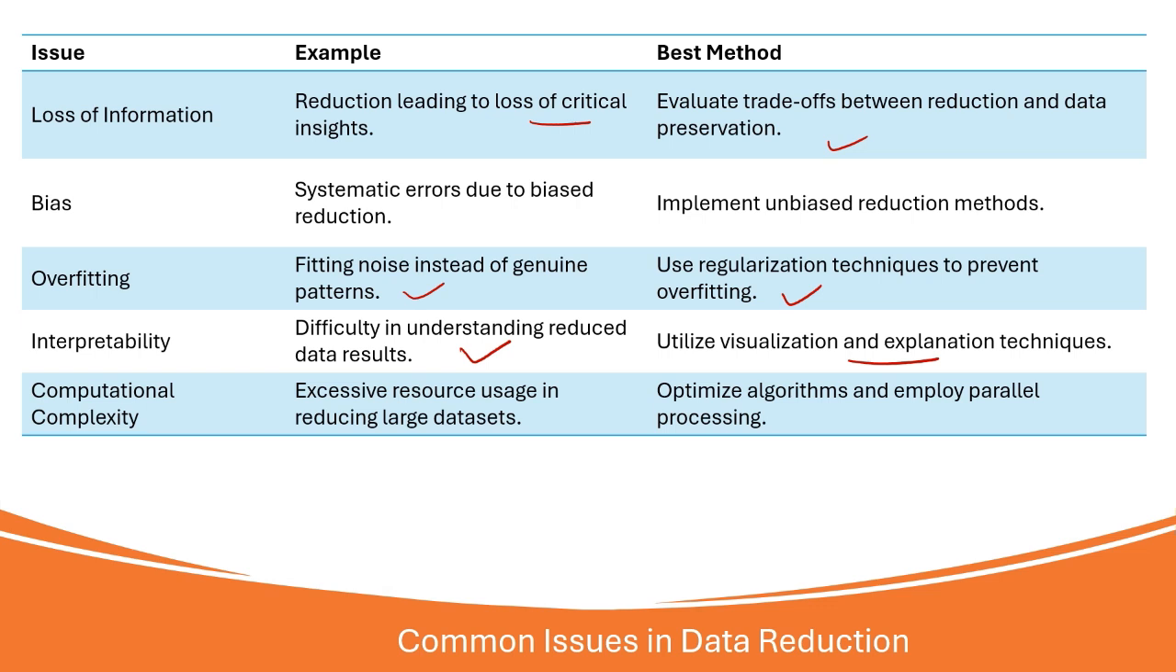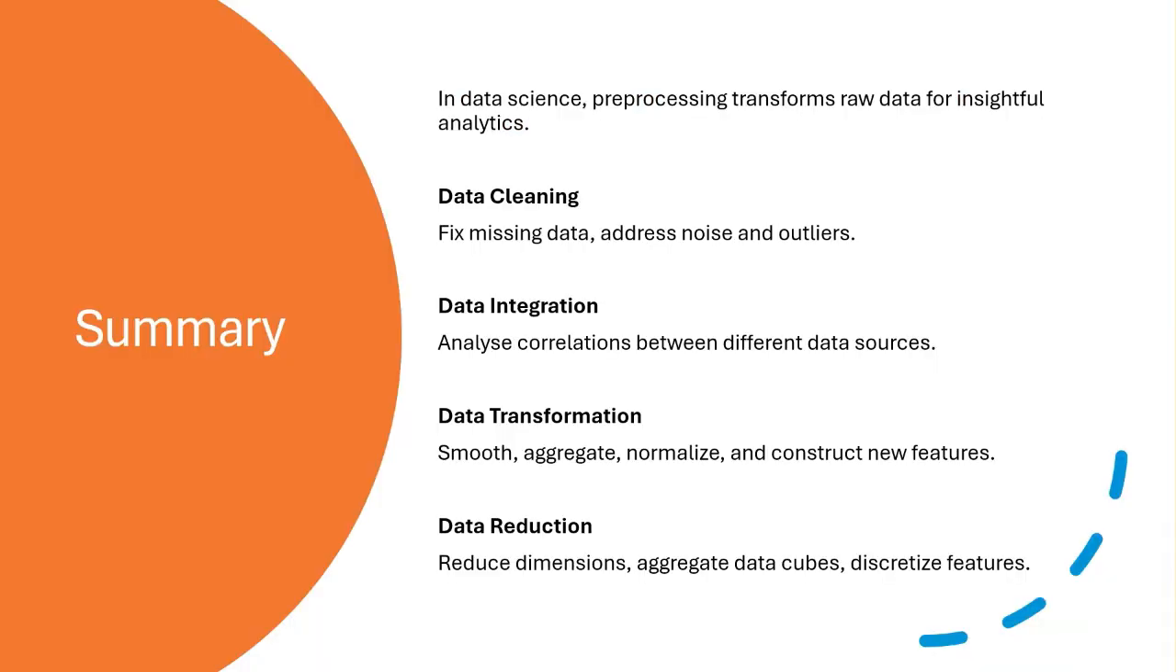Last is computational complexity, where excessive resource usage occurs when reducing large data sets. So optimize algorithms and employ parallel processing, where you can go towards distributed applications. You can use this approach. So these are the commonly used techniques for data pre-processing as well. To summarize, when you talk about data science, pre-processing is one of the important areas, and it transforms raw data into insightful analytics.